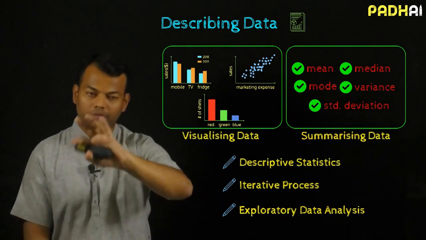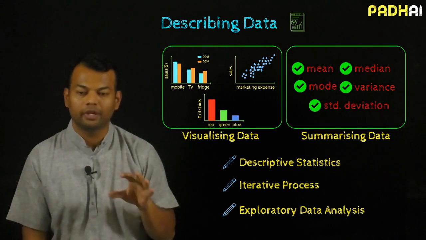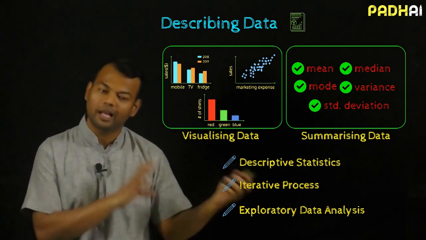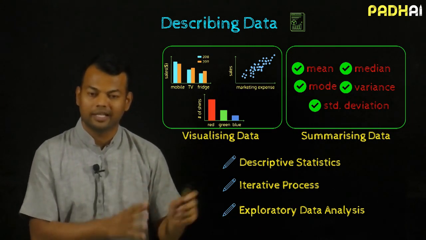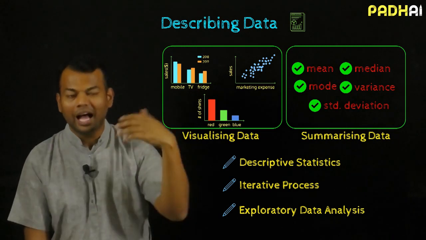So these are the two parts, visualizing data and summarizing data. And this deals with an aspect of statistics which is called descriptive statistics. Later on I'll talk about another aspect of statistics which is called inferential statistics, but visualizing and summarizing deals with descriptive statistics. And as you see, it's an iterative process, right?